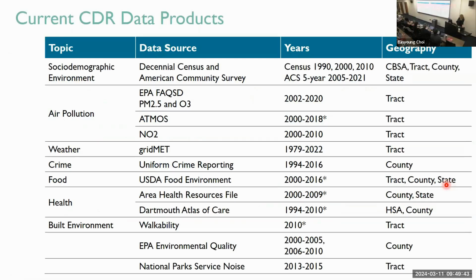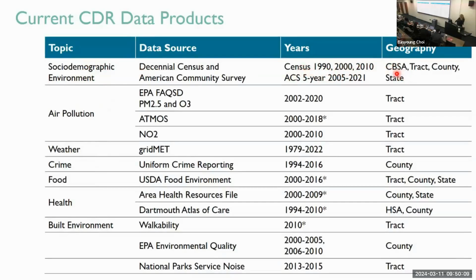Here's a list of the data products. I would not say this is an exhaustive list. We have quite a longer set of data, but just to give you a sense of what we have. Callie helped me organize these into topic areas. So under socio-demographic environment, we do collect the census and ACS data. These are all of the years that we've processed so far.